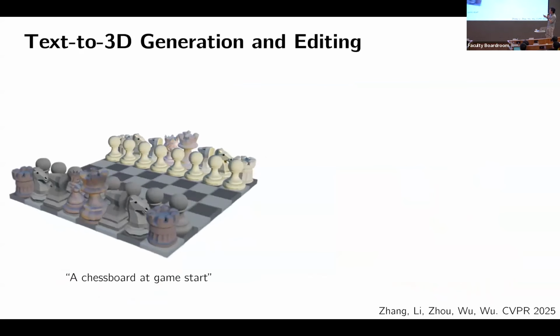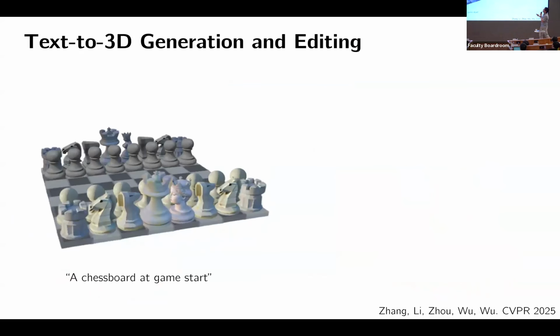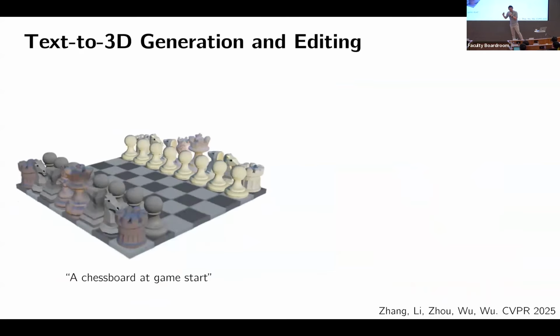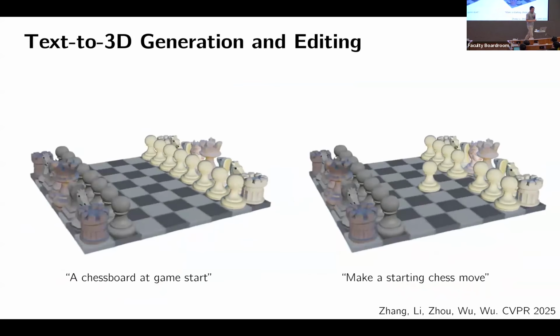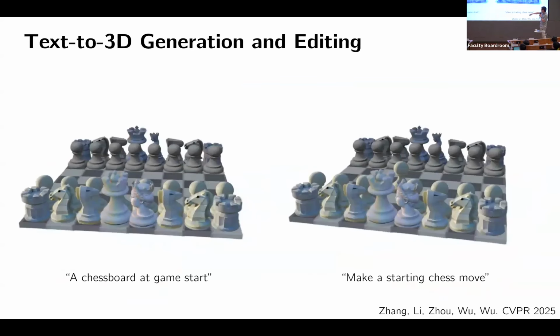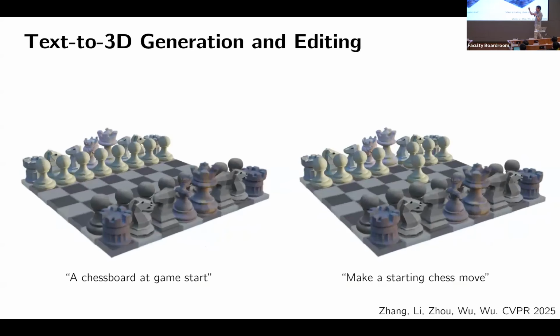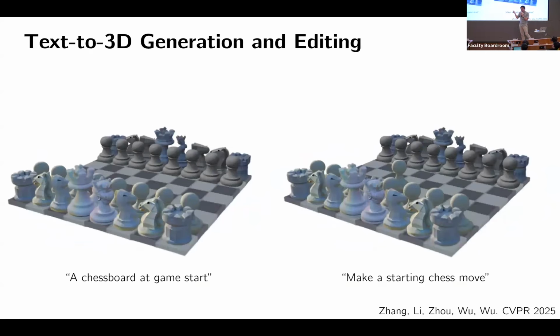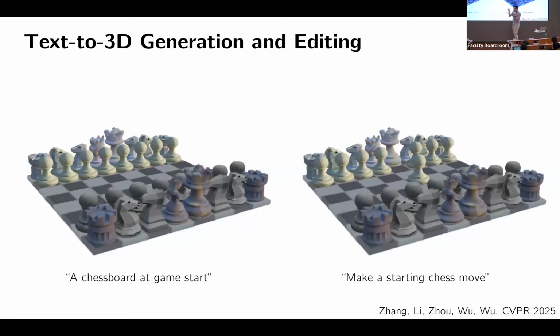So this work allows us different types of textured 3D generation and editing, such as I can generate, as I said, a chessboard at game start. I can make a starting chess move. So what does it mean by making a starting chess move? What is really being changed in the scene representation? It's not the embeddings or geometries and texture of the pieces, right? It is basically extrinsics, right?